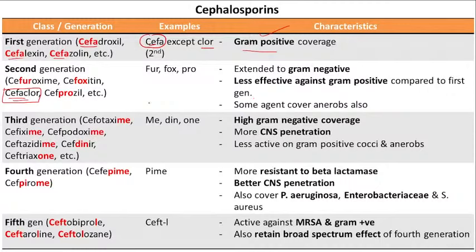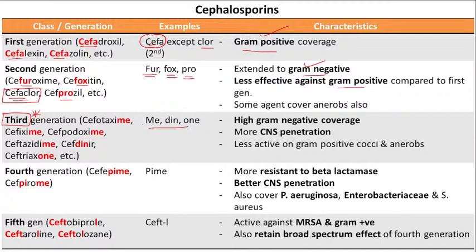Second generation, they can be identified by the cefox or cefpro. So cefuroxime, cefoxitin, cefprozil, this is how you can identify them. They also include gram negative, and yes, as the generation progresses, the effectiveness against the gram positive declines, right? So as the generation progresses, the effectiveness against the gram positive organism is declining, and gram negative is increasing, right?